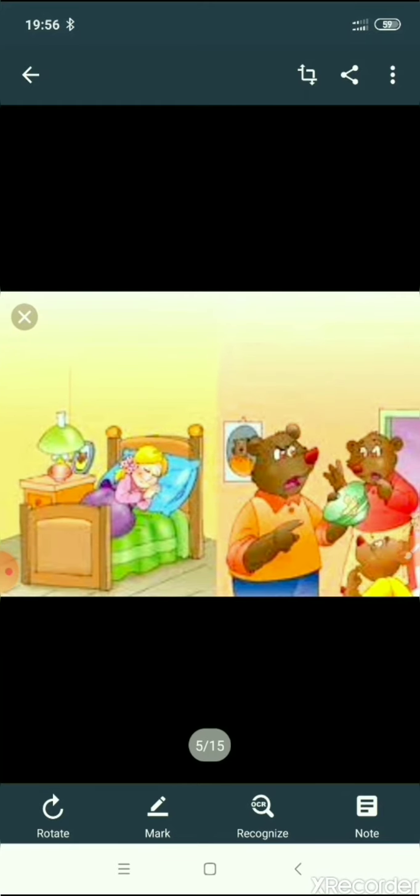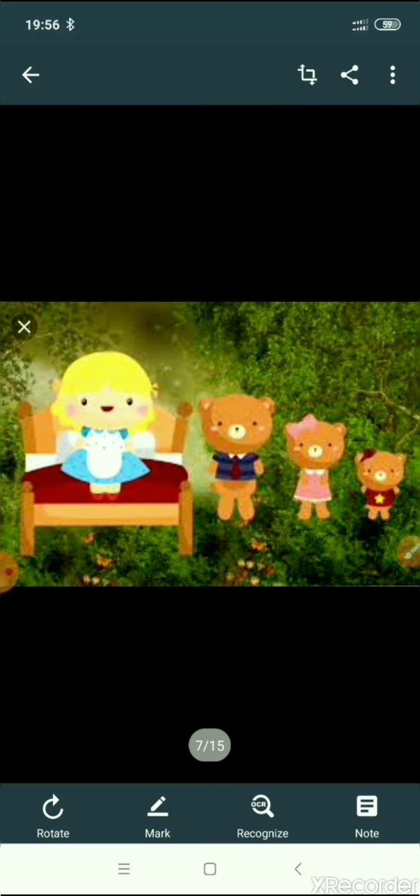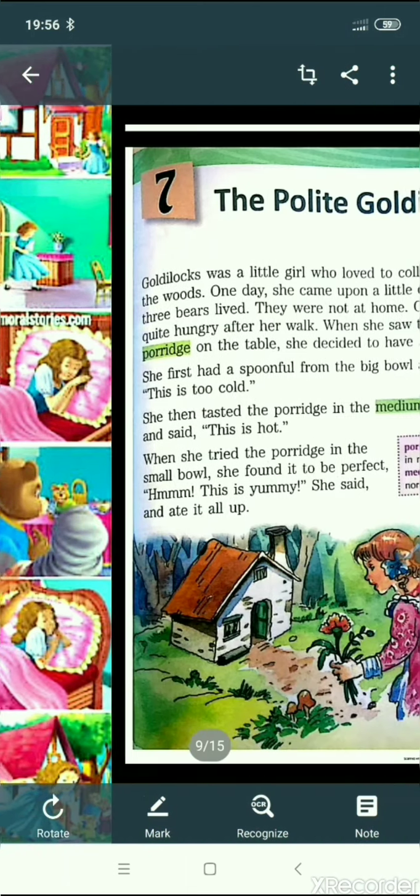Here you can see some more pictures. Goldilocks is sleeping on the bed. Then this is again a picture related to the story. This is the theme of the story, Goldilocks and the Three Bears. Then this is the picture story of the story of polite Goldilocks. This is the picture story and I discussed it with you in my previous video.